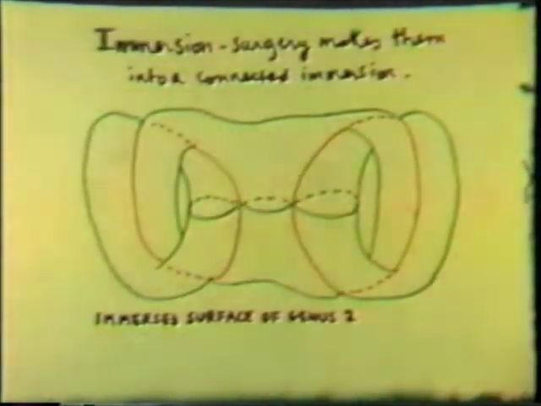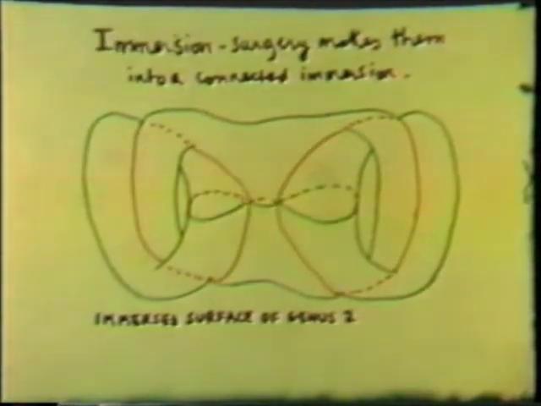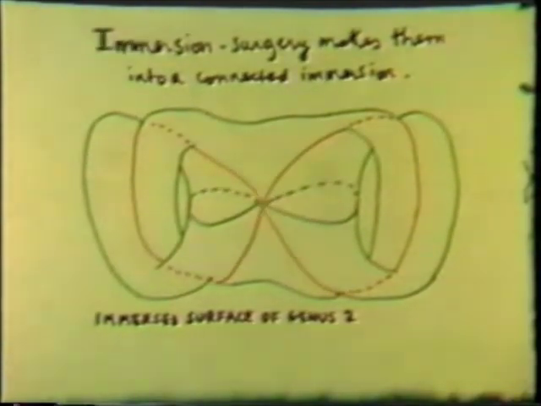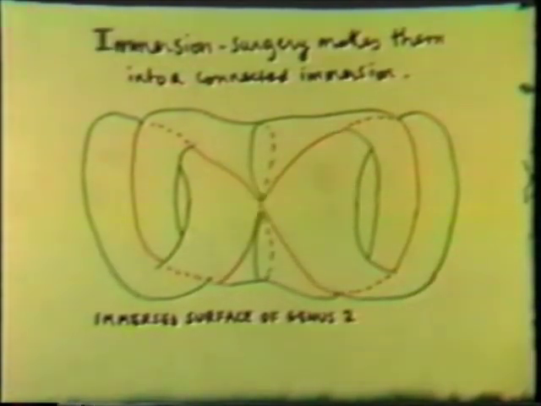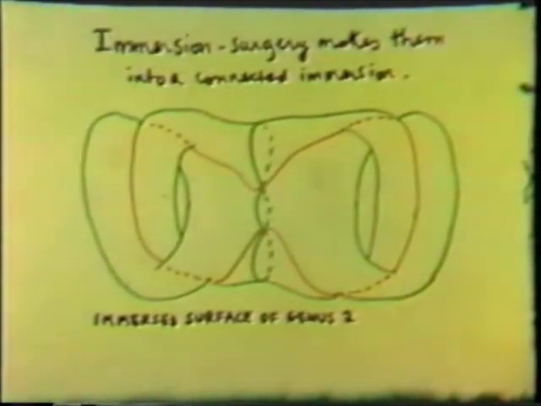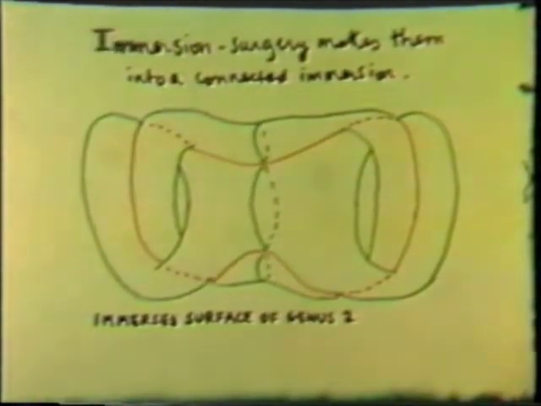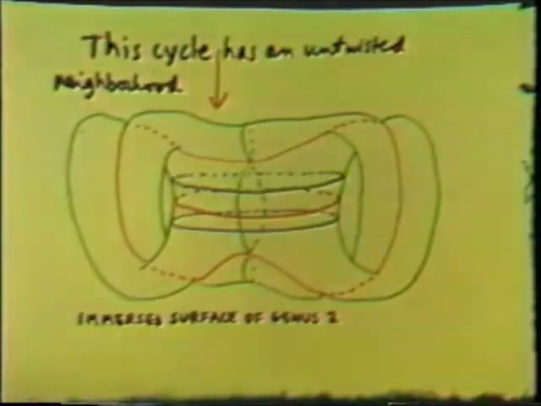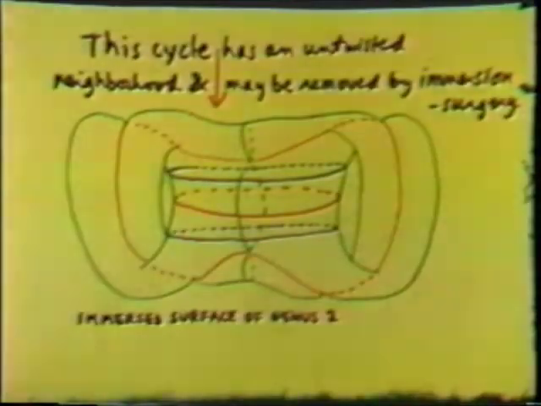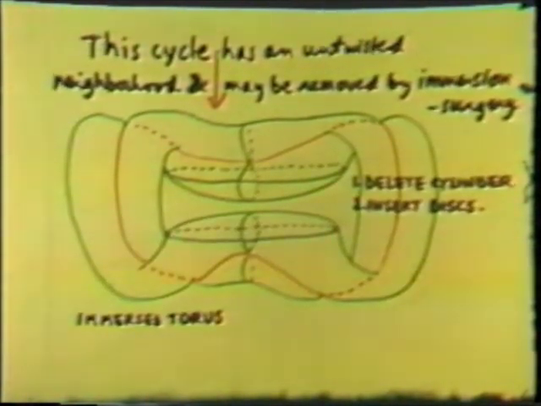We continue the deformation with a regular homotopy which performs a surgery on the self-intersection locus. The self-intersection locus is now connected. The central cycle has an untwisted neighborhood and may be removed by immersion surgery. We delete the cylinder. We insert the disks. We now have an immersed torus.